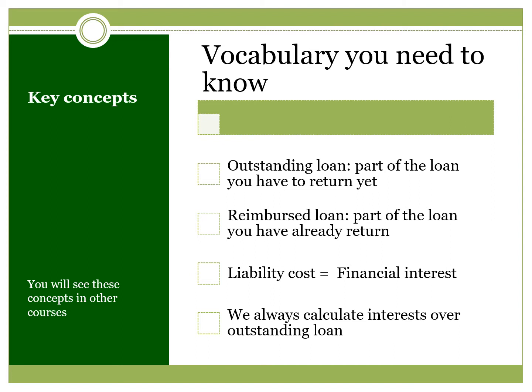So the first thing is what we call the outstanding loan, and that's the part of the loan that you have to return yet. Then you have the reimbursed loan, and that's the part of the loan you have already returned to the bank. You have the liability cost, and that's what we're going to call financial interest. And you need to remember that we always calculate interest over outstanding loan.